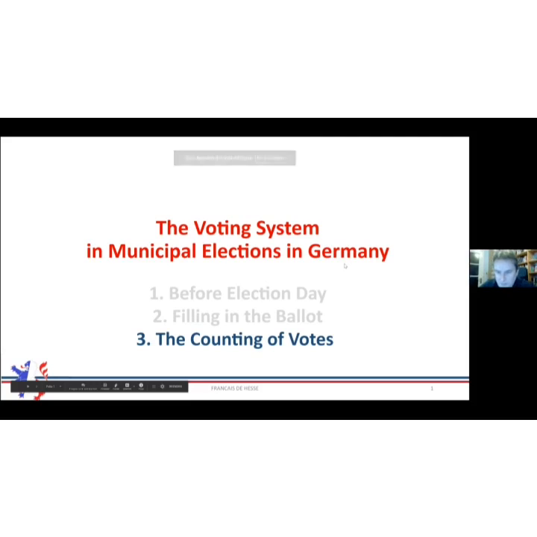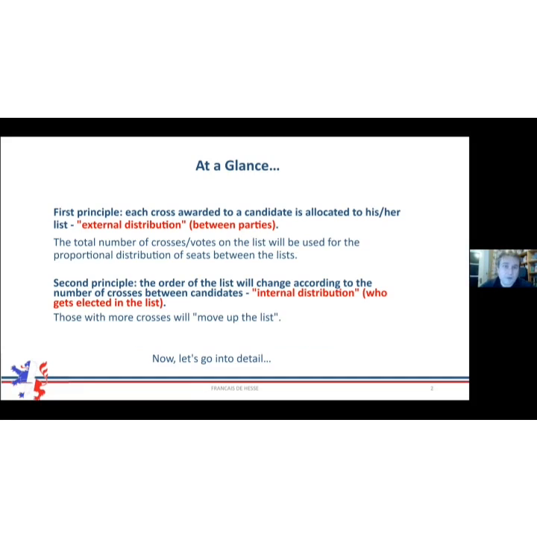Counting. So why are we doing all of this? How does it work? There are two principles during the counting. First, each cross will be counted to a candidate that is allocated to the list. In fact, the crosses of the candidates will count to decide the number of positions allocated to each list. So the biggest list with the most crosses to candidates will get the most seats in the council.